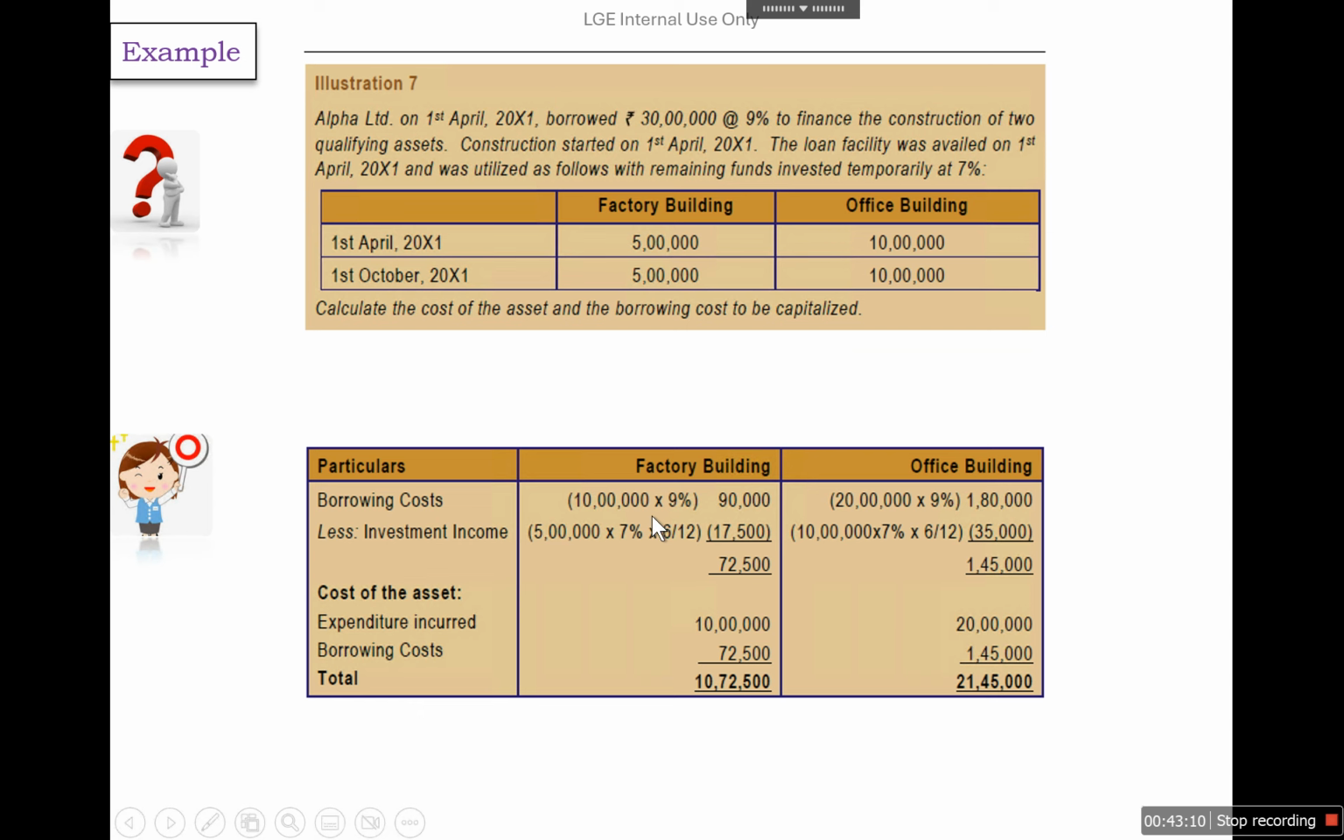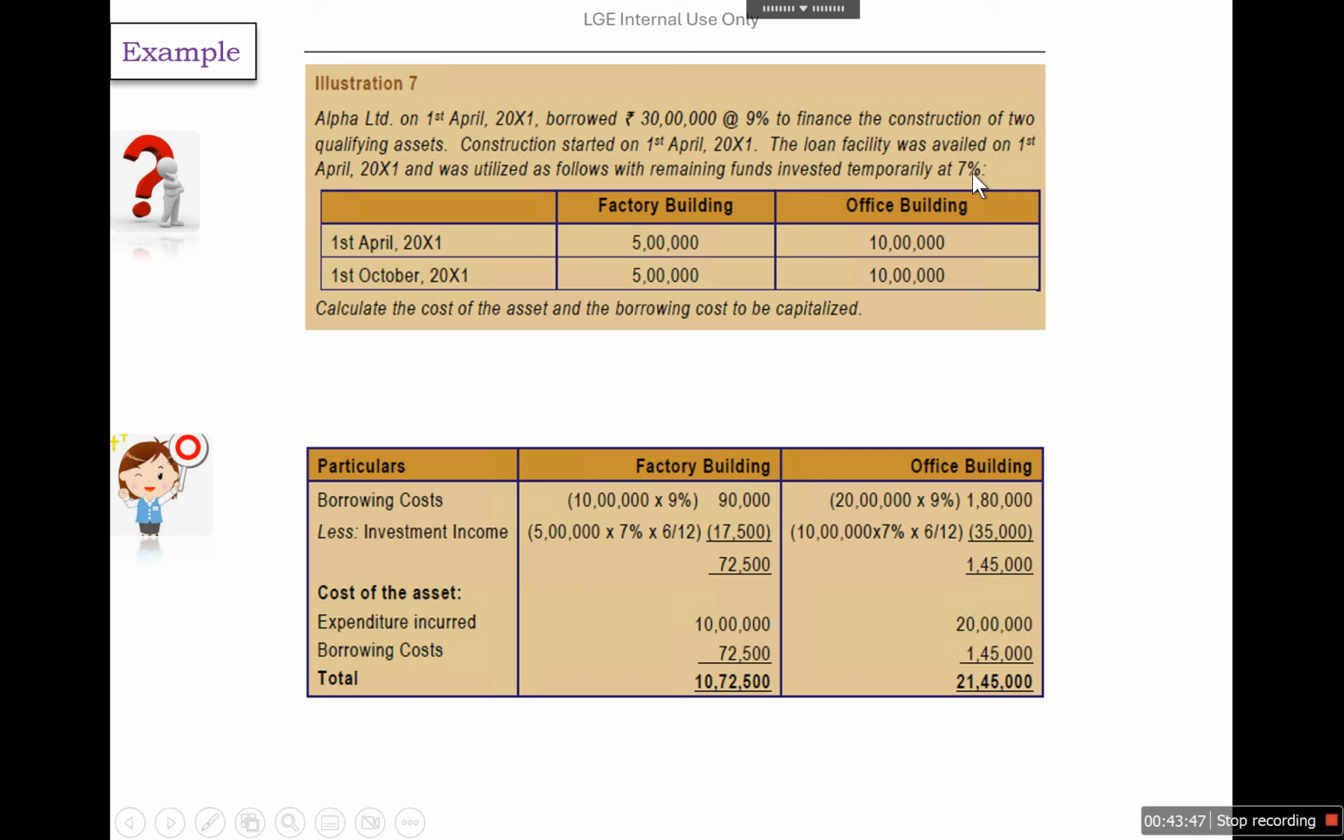So borrowing cost at 10 lakhs into 9%, this is 90,000. And for the office building, 20 lakhs was taken at a rate of 9%. So 1,80,000 is the borrowing cost. But in this case, the question says that the fund was invested temporarily at a rate of 7%. So in this case, 5 lakhs were temporarily invested and used on 1st October. So 1st April to 1st October, 6 months. In both the cases, the funds were invested at a rate of 7%.